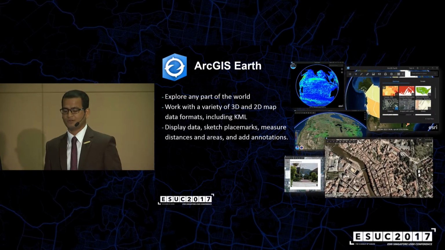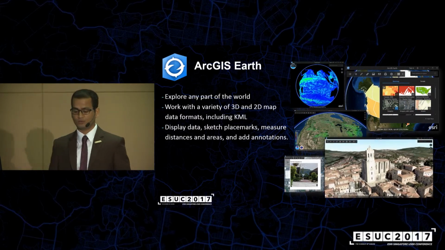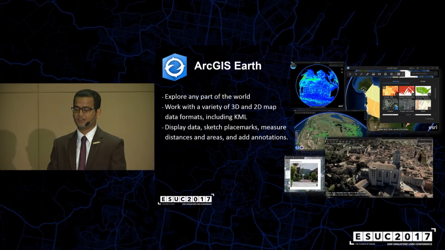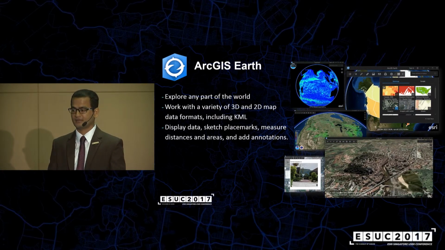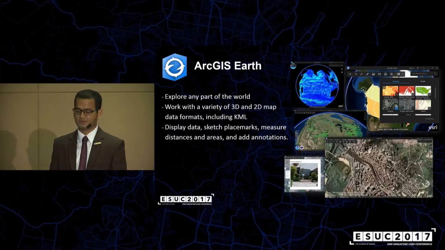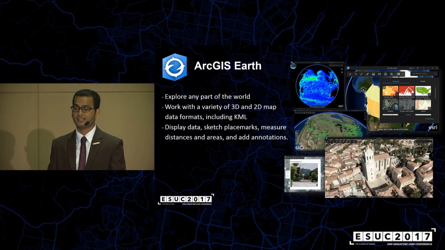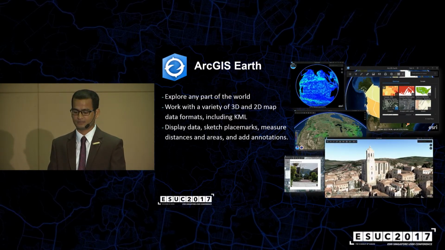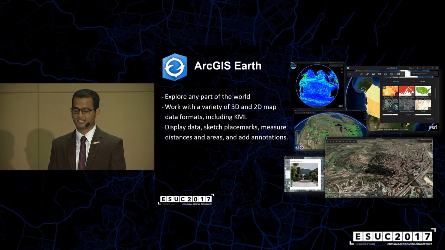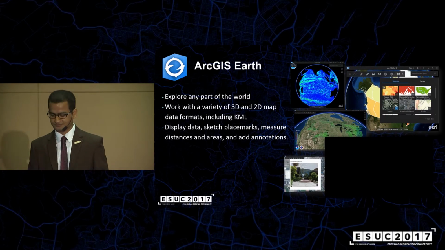I'm really excited about ArcGIS Earth. Now you can easily explore any part of the world with ArcGIS Earth. You can work with a variety of data, where the data can be 3D or 2D, including KML as well. You can display your data, sketch placemarks, measure distances and areas, and add annotations. ArcGIS Earth has everything you need to easily understand the spatial information so that you can get the full picture.